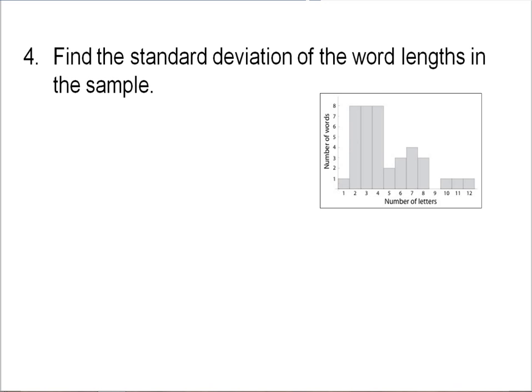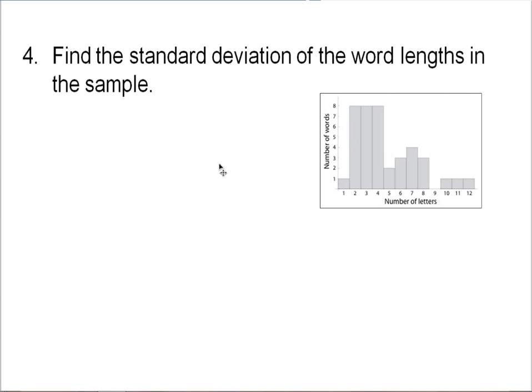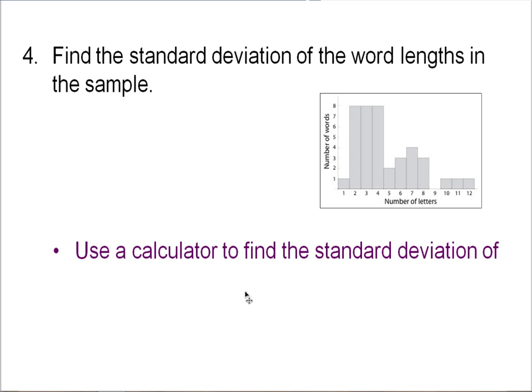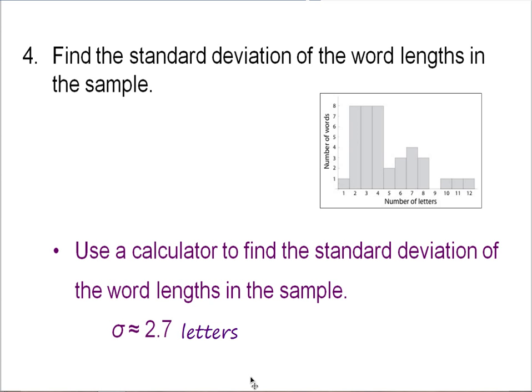Next, we're going to find the standard deviation of the word length. So in our graphing calculator, we're going to put all the word lengths. And we find that the standard deviation is 2.7 letters.